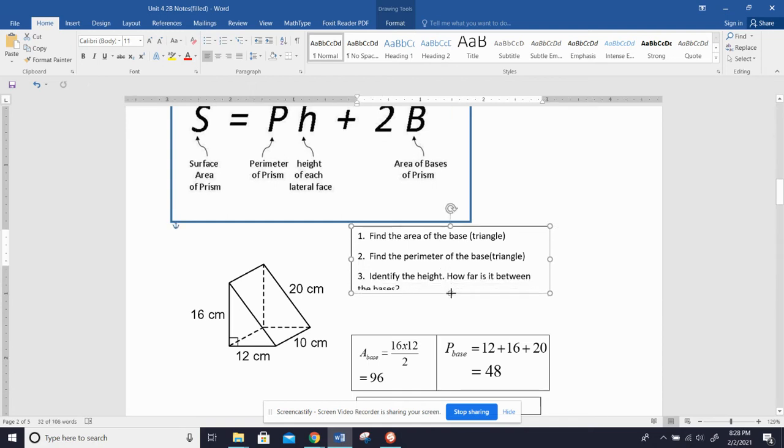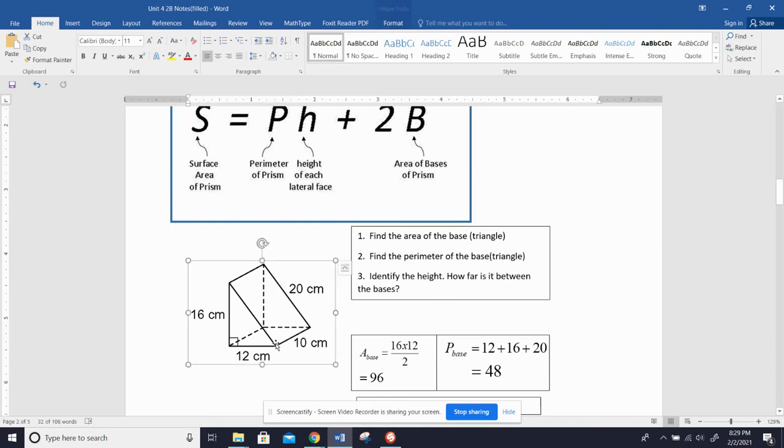Third, you should identify the height. Okay, the height of the prism is a little different than the height of the triangle. So when we found the area here, we use the height of the triangle as either 12 or 16. The H in the formula is referring to the distance between the two bases, between the two triangles. So in this problem, the height is going to be 10.